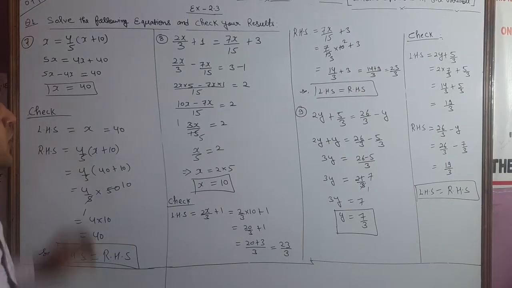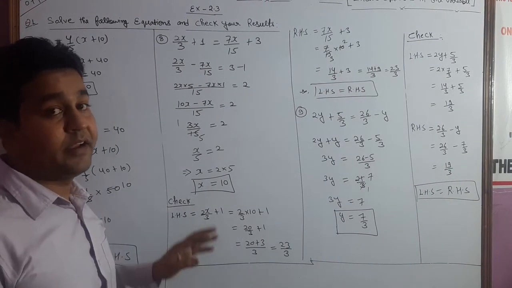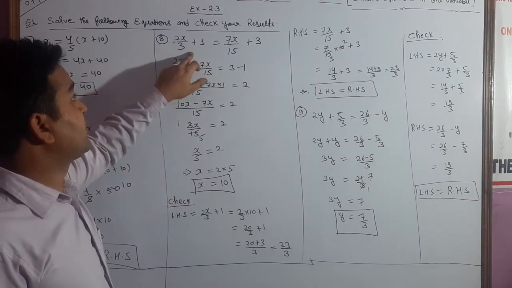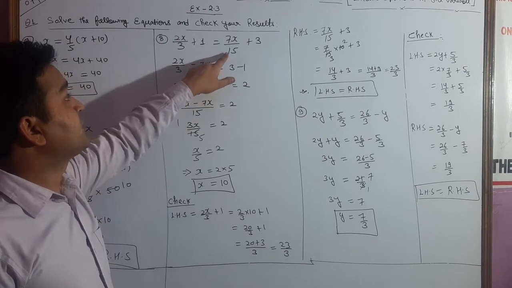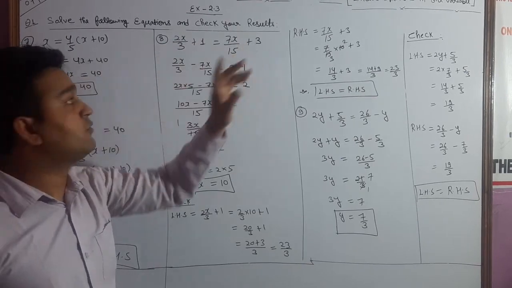Now just come back on question number 8. In question number 8 you have 2x upon 3 plus 1 is equal to 7x upon 15 plus 3. So just make the variable one side and constant one side.